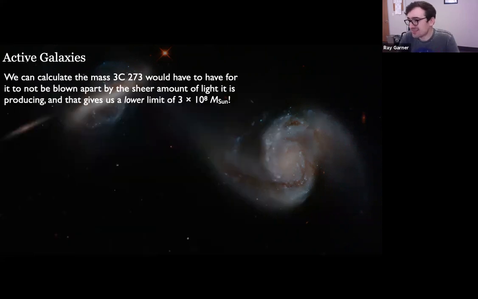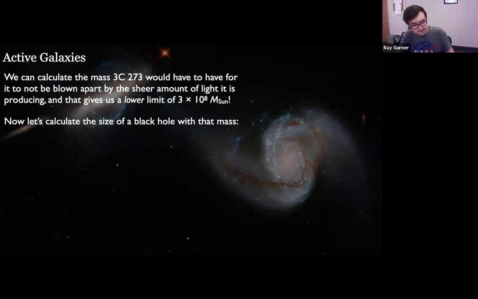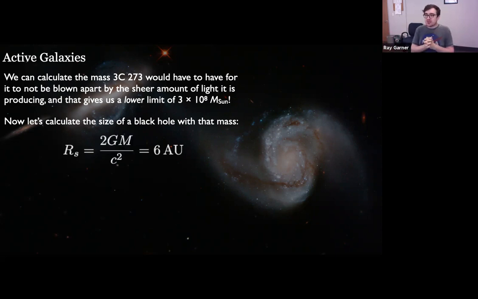And we can actually calculate the mass 3C273 would have to have for it to not be blown apart by the sheer amount of light it is producing. And that gives us a lower limit of about 300 million solar masses. Yes, 300 million solar masses. Now, just out of curiosity, let's calculate the size of the black hole at that mass. Remember, Schwarzschild radius, 2 times a constant times the mass divided by the speed of light squared. And when we do that, we get a size of about 6 astronomical units. Sounds like a black hole to me.